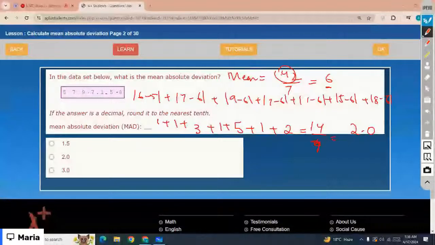So 5 minus 6, 7 minus 6, 9 minus 6, 7 minus 6, you can see all values are positive, right? Because you need to calculate their absolute values. Their sum is 14. Again, you have to divide because they are 7 in number, you have to divide it by the 7. So 14 divided by 7 is 2. So the mean absolute deviation is 2. Got it? The correct option is 2.